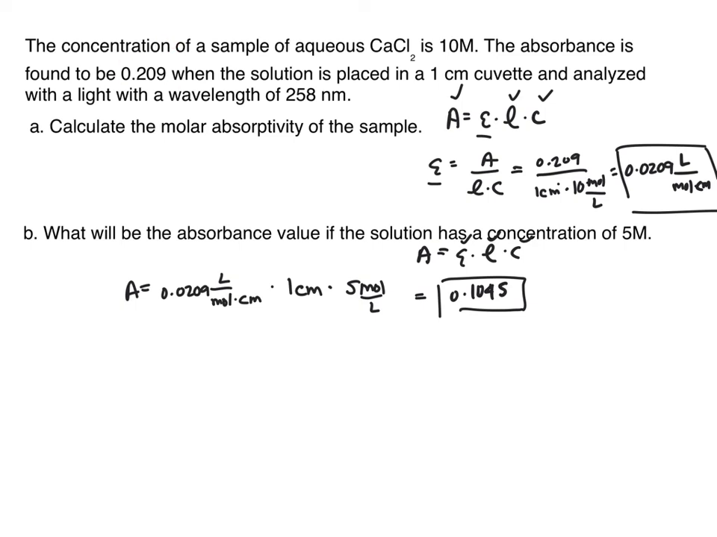This is because the amount of calcium chloride in the 10 molar solution is higher. So there are more molecules to be absorbing the photons of light coming from the incident light that we're shining on the sample. If it's going to absorb more of it because there is more of it there, obviously we're going to end up with a higher absorbance value than the sample that has less calcium chloride present.